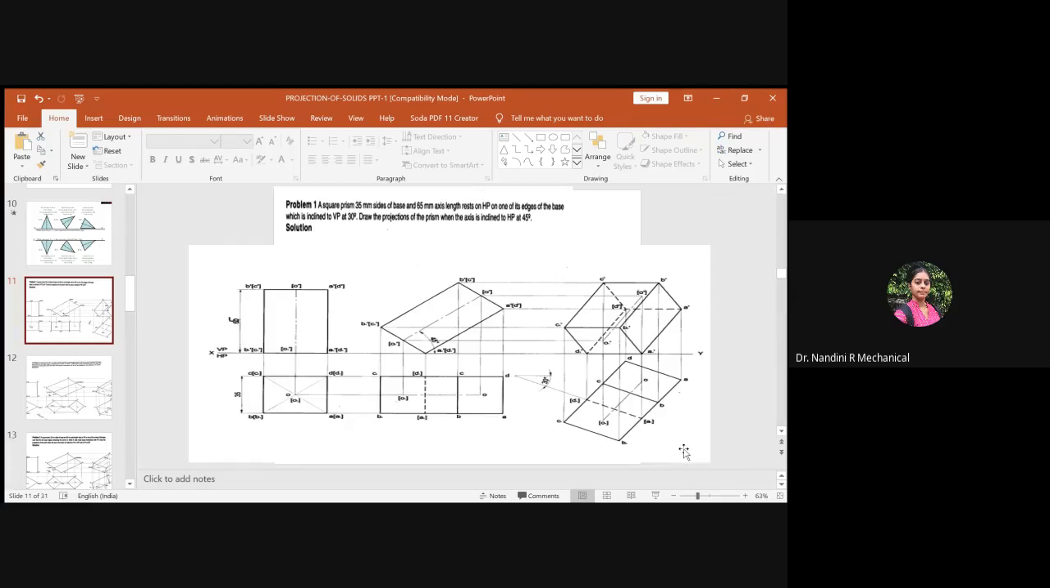If it is a problem on the edge or the side, the true length in the first stage and the true length in the second stage of the top view will remain the same, so we won't determine the apparent angle. If it is a problem based on the axis inclined at a particular angle to VP, then we have to determine the apparent angle beta.